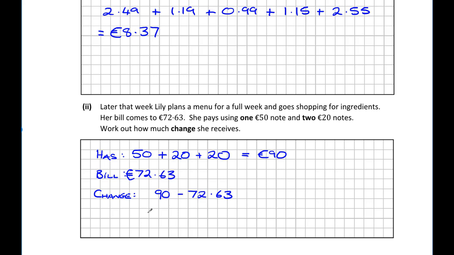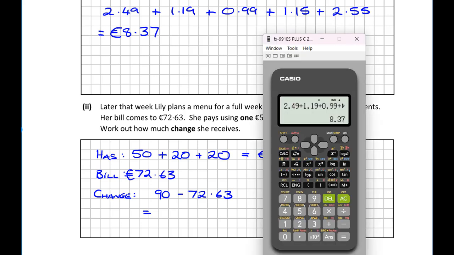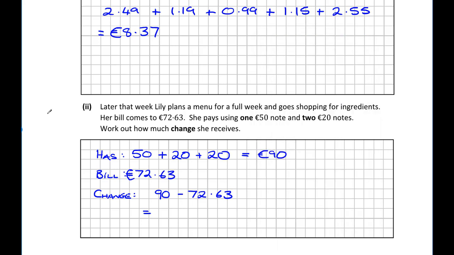So what's this going to be? It's going to be 17.37, is it? Let's do it on the calculator anyway, just to be safe. So it's going to be 90 minus 72.63. Yeah, so it's 17.37 euro. Okay, and that's it. 17.37. We're good.